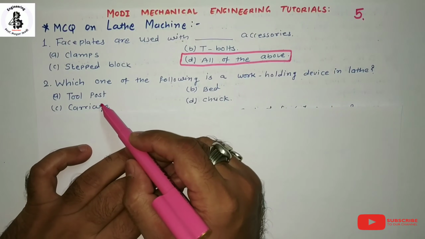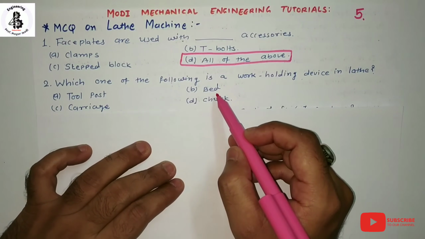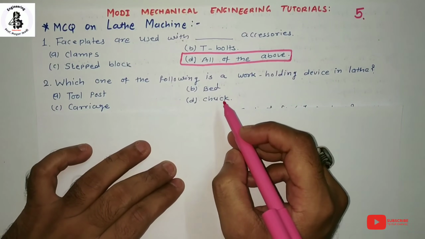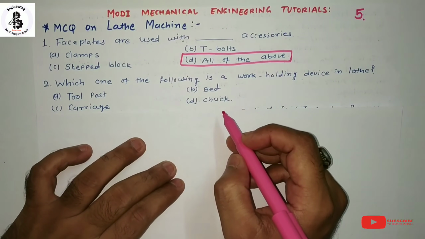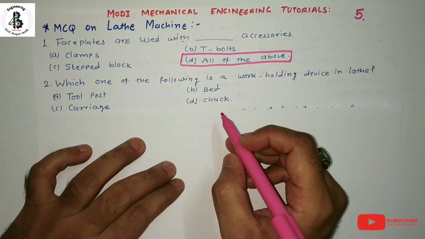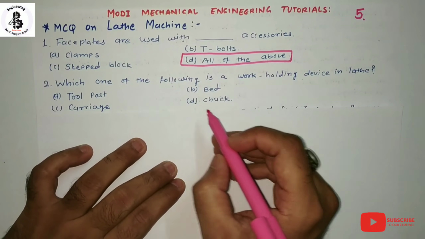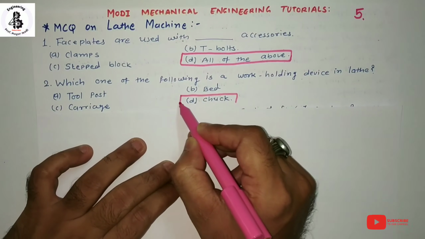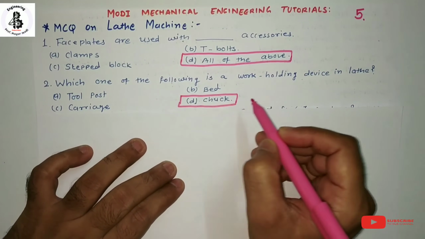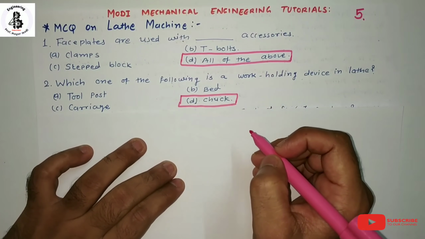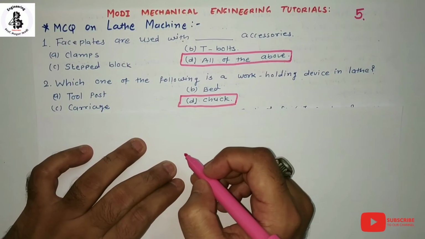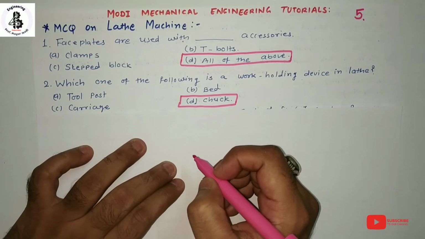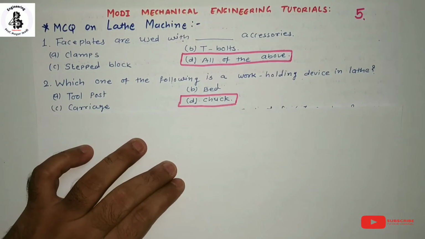Then next question, which one of the following is a work holding device in lathe? Option A, tool post, option B, bed, option C, carriage, and option D, chuck. That is a simple question. Always, the chuck is used as the work holding device in lathe machines. That is from the construction and working of lathe machines. If you want to learn in detail, you will find the link in my description.